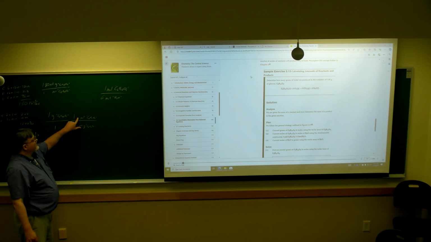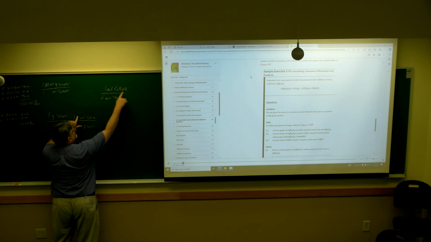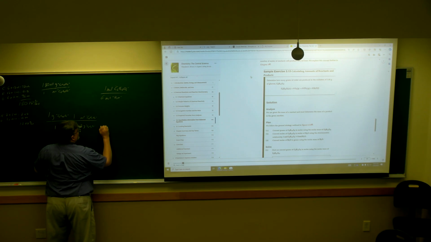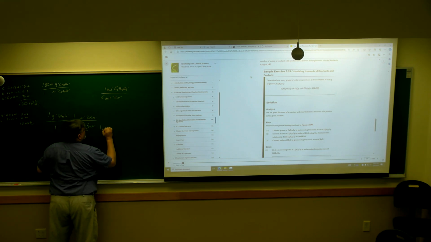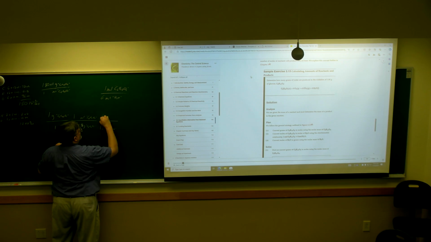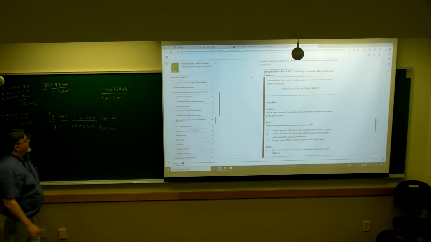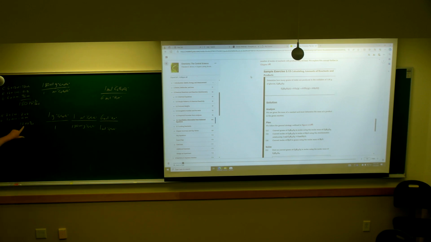Now I've got moles of C6H12O6. So I'm going to use this next, but I want this on the bottom, so the moles will cancel. So 1 mole C6H12O6 to 6 moles H2O. Next, I'm going to use the grams per mole for water.